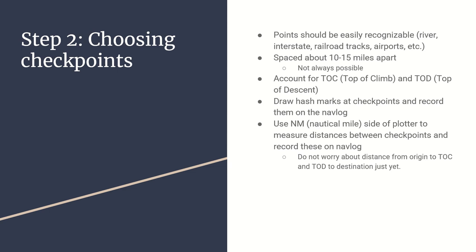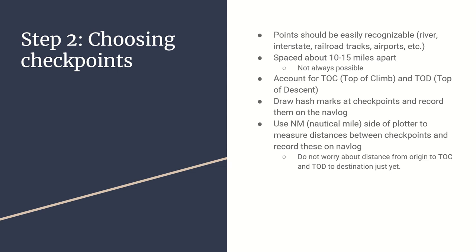But when you pick your checkpoint, right, draw a hash mark along your line or your route that you've drawn on the sectional to signify where the checkpoint is, right? And then once you have the hash marks for your checkpoints, go ahead and use the nautical mile side of the plotter to measure the distances between the checkpoints, and then you would write those on a nav log. So on the plotter, there is both a nautical mile side and a statute mile side.